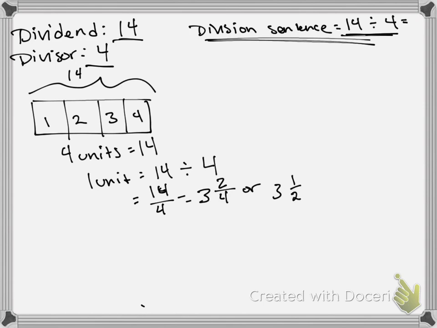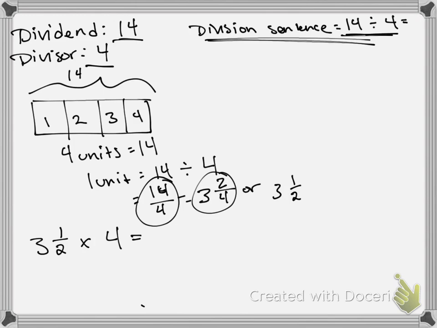3 1/2. Again, we're working on making proper fractions and simplifying any fraction that is equivalent to 1/2. So that is something we're working on. So now we have 3 1/2 as our quotient, and we do quotient times divisor to see if that gives us our dividend.